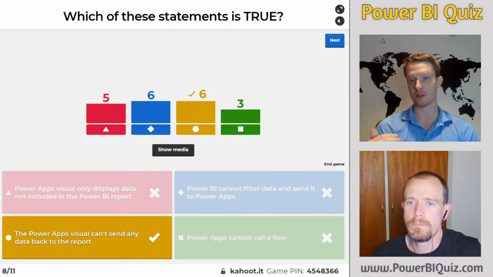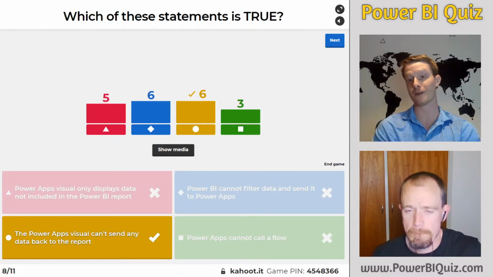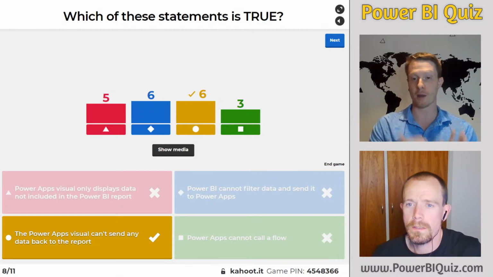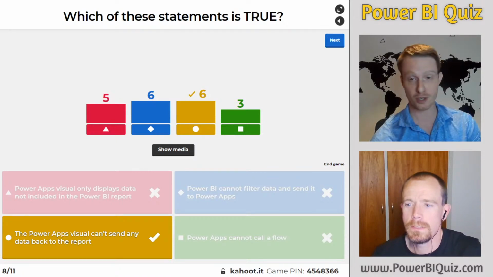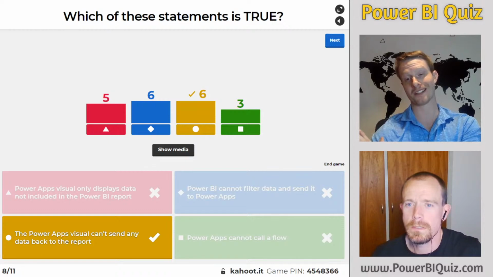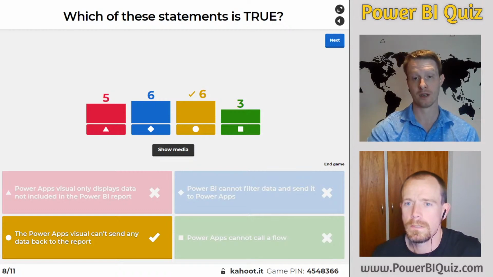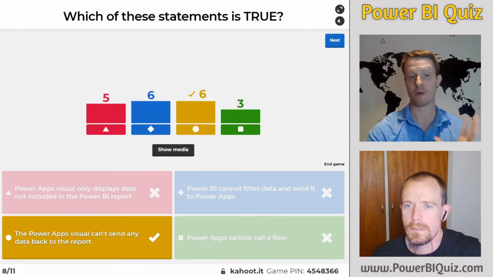So you can do your filtering, you can do your cross filtering, clicking on stuff, filtering down that table, and it's going to be updating and sending that data to the Power App, and you can still use it. The Power App can't send data back to the report.